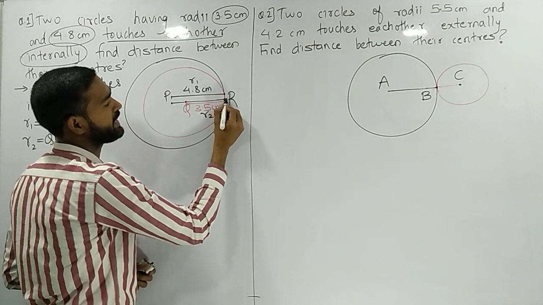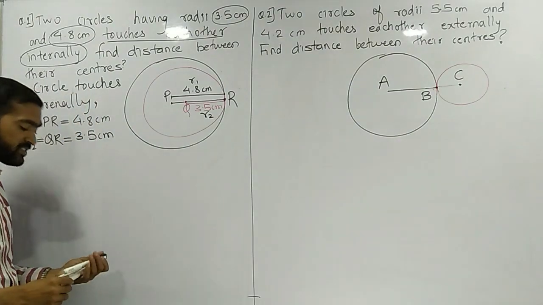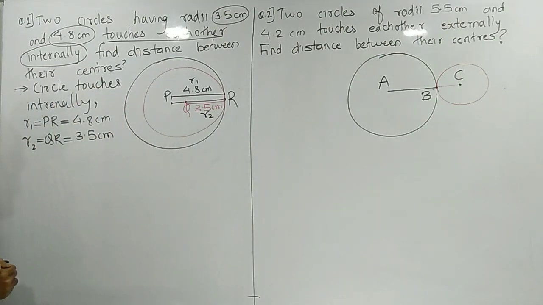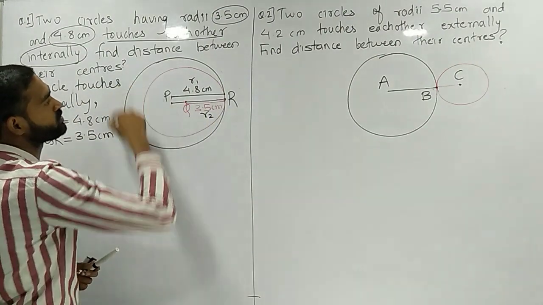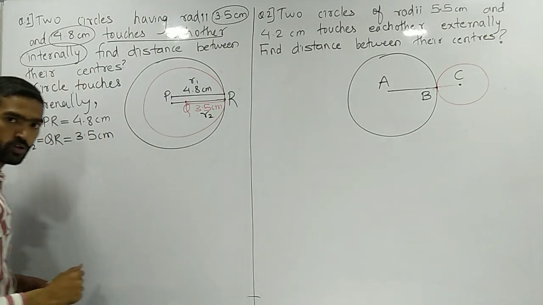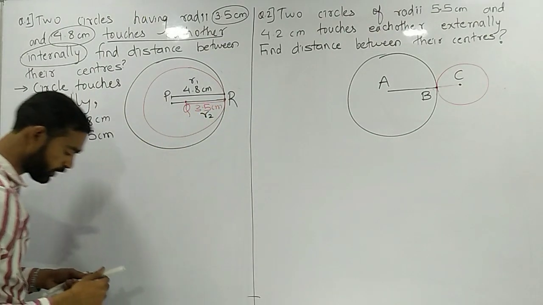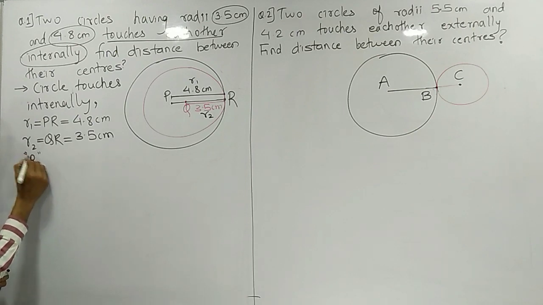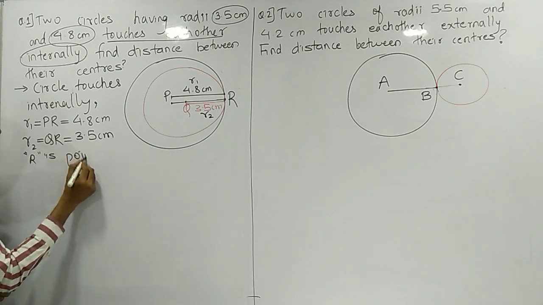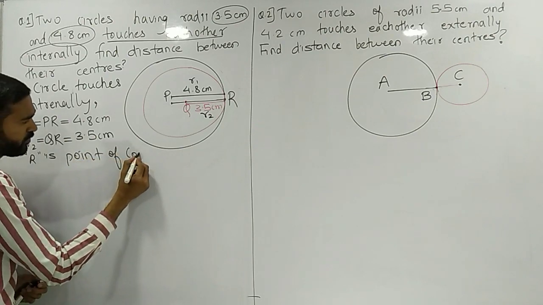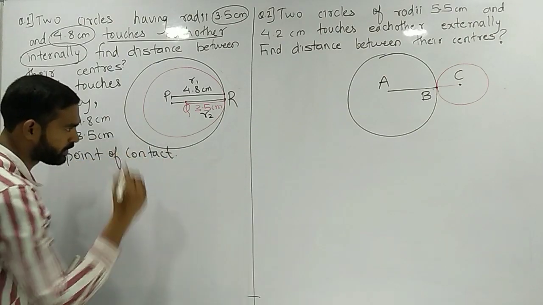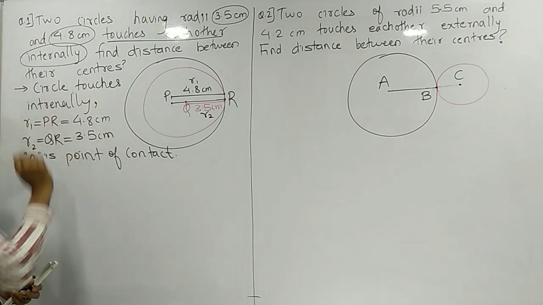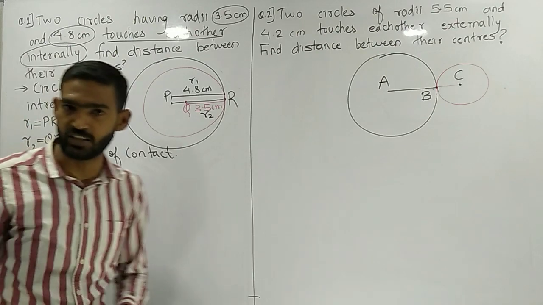Then what about this point R? R is the point of contact of two circles. R is the point where two circles are touching each other. Okay? So we'll write here, capital R is point of contact. Clear everyone? Now since we know circles touch each other internally, we'll apply that theorem.